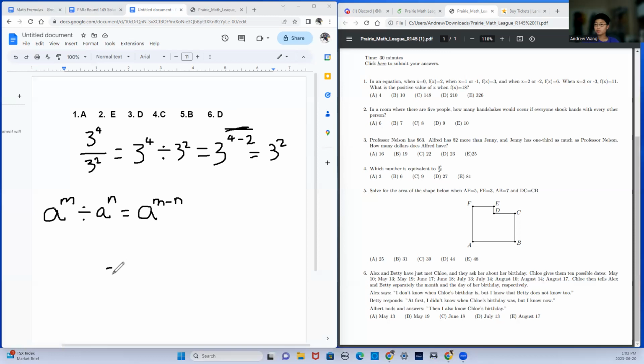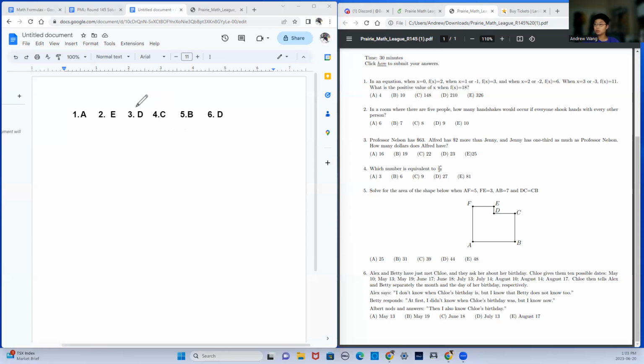So now 3 squared, another way of saying this would be 9. Do we have a 9? Yep. So the answer to question 4 is 9, C, if you're looking for the letter code. So question 4, the answer is C. Let's move on to question 5. Again, not a lot of dialogue.